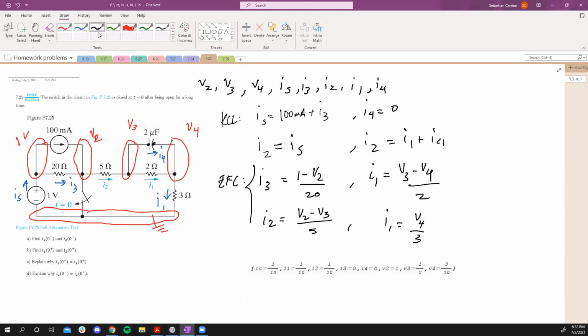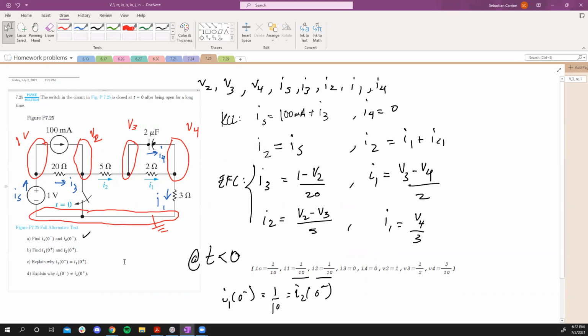All right, and these are our values at time less than 0. So we notice that our I2 and our I1 are the same, right? That explains our part 1.